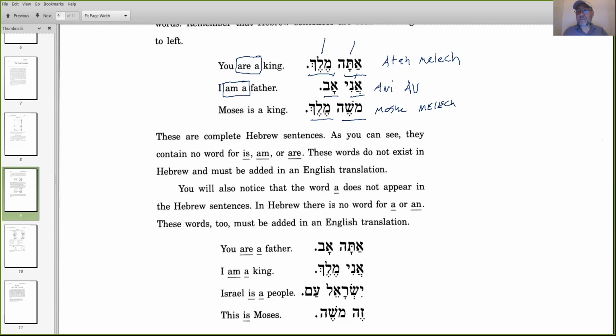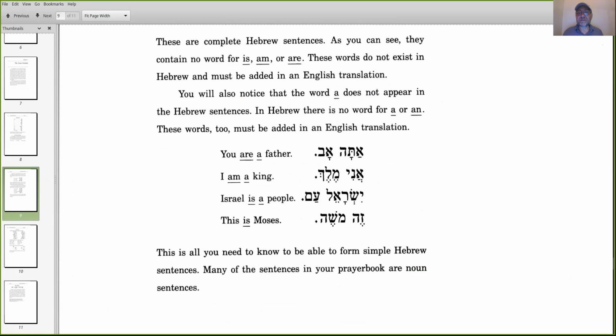Okay, we have the proper name Moses, king. Or in English, we translate and add these words in here. Moses is a king. Okay, so these are complete Hebrew sentences. As you can see, they contain no word for is, am, or are. These words do not exist in Hebrew and must be added in an English translation.